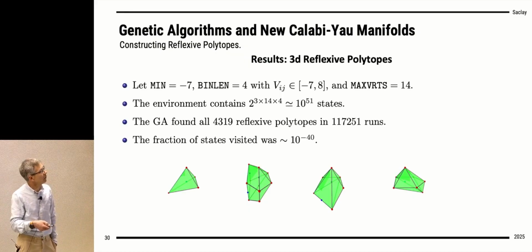You can do the same thing in 3 dimensions. Here you have to run it a little longer to get all of these reflexive polytopes that have been classified already. Here the fraction is even less. These are examples of reflexive polytopes.